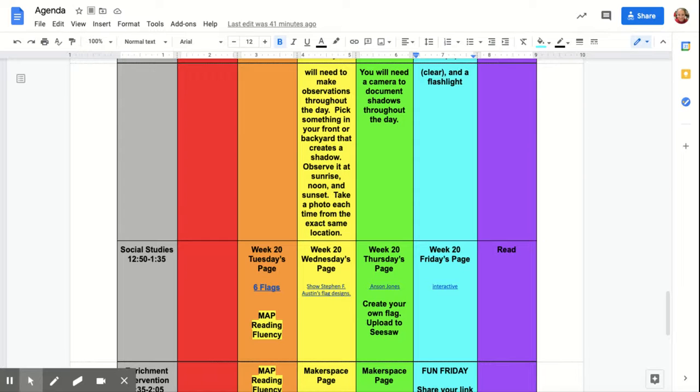We talked about all those different ones, and then students created their own flag and thought about, if they were going to create a flag for our state or our country, what are some important things that they would include? I asked them, if they put a certain symbol or something like that, to explain why they put that in their flag. So please make sure that's done.